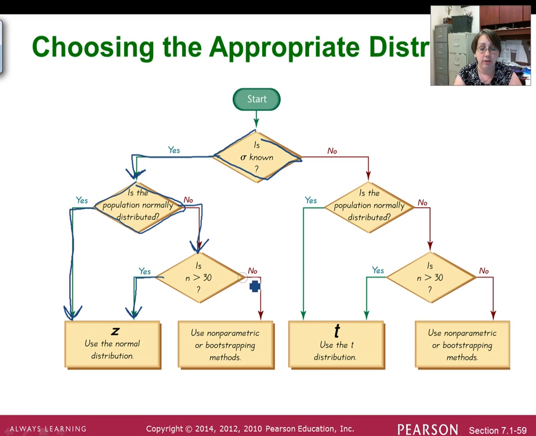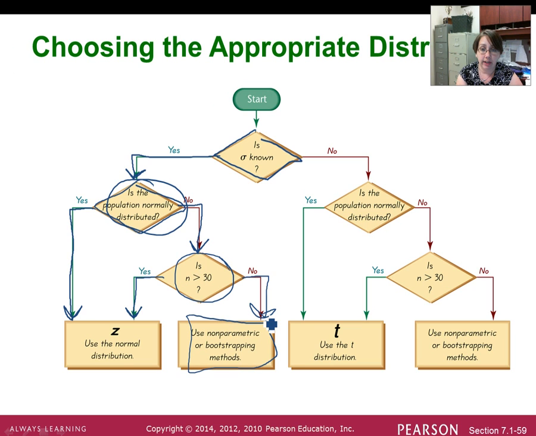If, on the other hand, you're not normal and you're not greater than 30, you go over here. You have to use non-parametric or bootstrapping methods. We don't get to cover that in this course, so you'd have to take another statistics course to be able to do that, build that confidence interval.